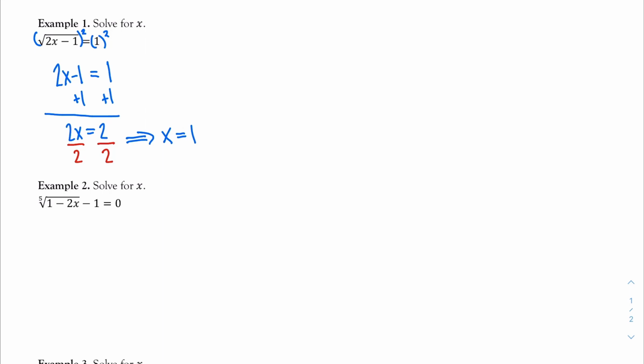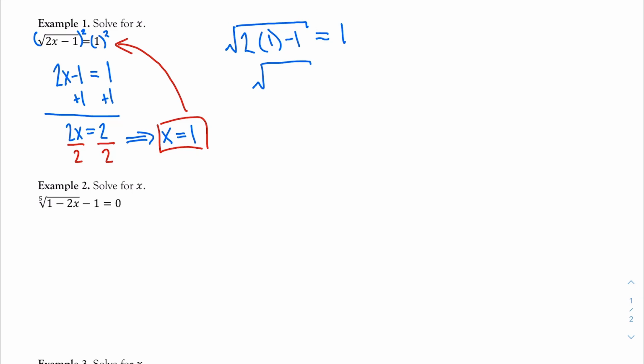We should go ahead and check our answer. If I plug x equal to 1 back into my original equation, let's see if I get a true equation. So I have the square root of 2 times, instead of x, I can write 1, minus 1. That's my left side. I want to see, is this truly equal to 1? On the left, if I clean it up, 2 times 1, I get 2. 2 minus 1, I get the square root of 1. Well, the square root of 1, that's just 1. So I'm asking, is 1 equal to 1? Yeah, that's definitely true. So that tells me, yes, x equal to 1 is a solution for my equation.